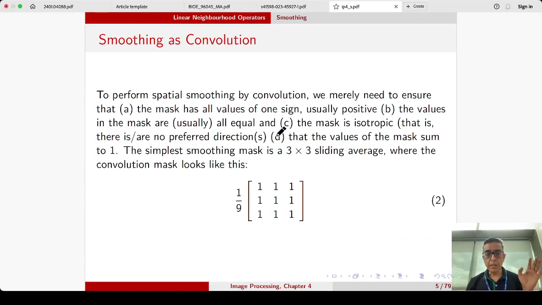So let's come back now to how we set the mask values. You've probably come across the idea of a running average somewhere, where you basically smooth some kind of time series.